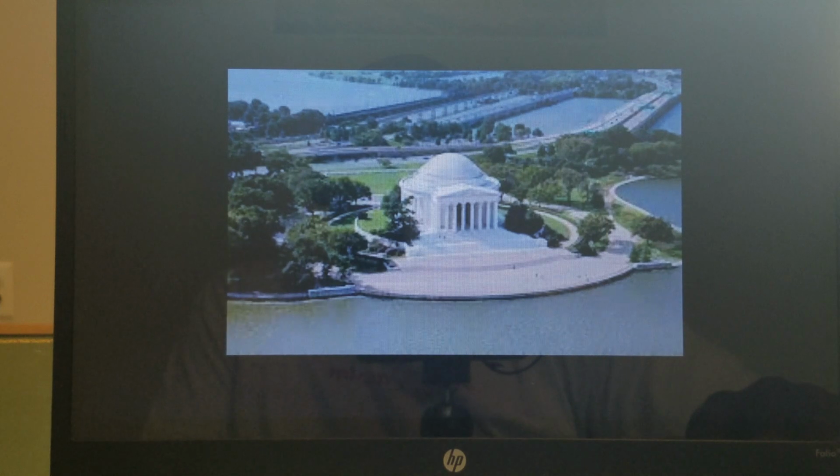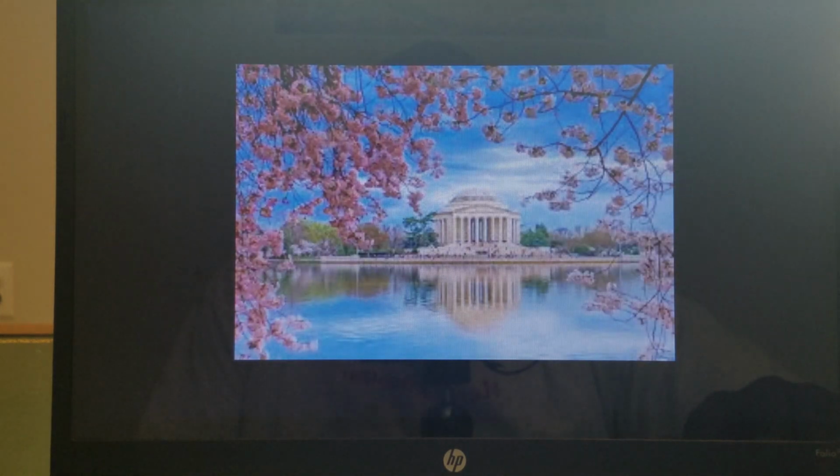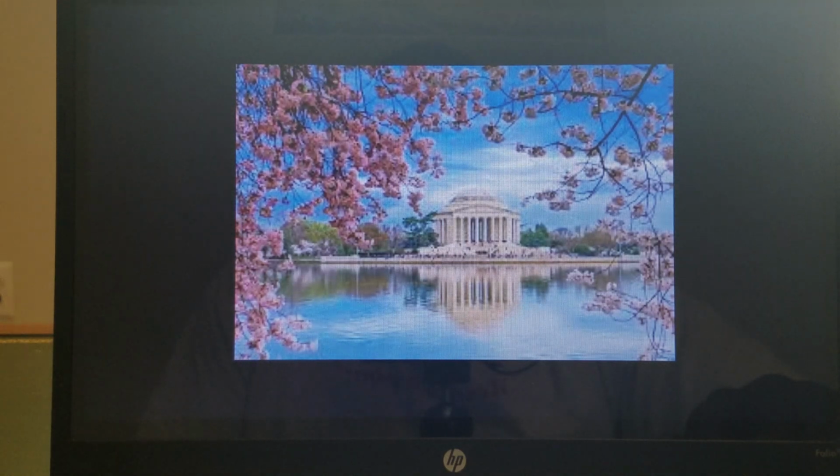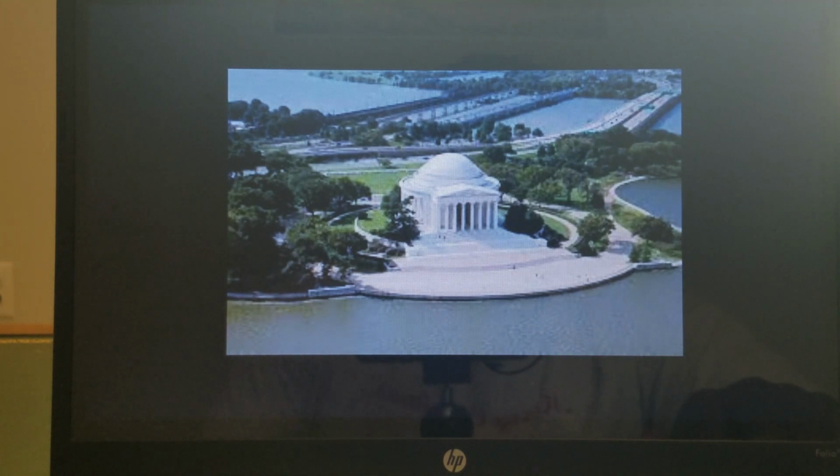I went there and I seen this. This is by far my most favorite structure on the National Mall. For some odd reason, it's just beautiful. Like, I just love looking at it. Look at that. That's beautiful.